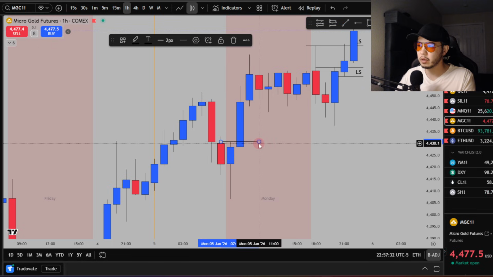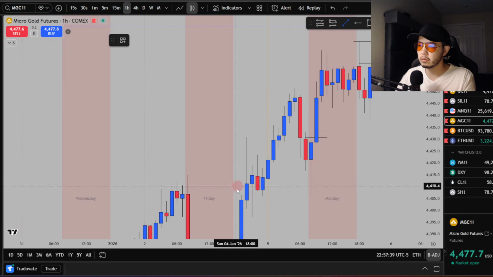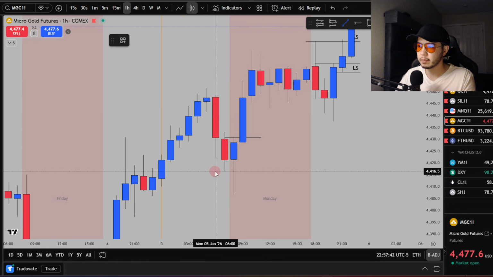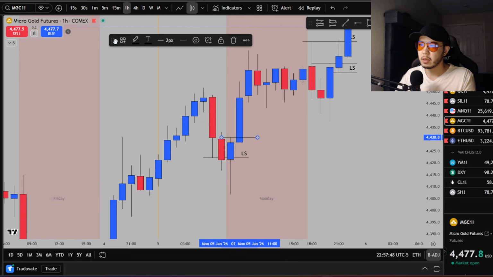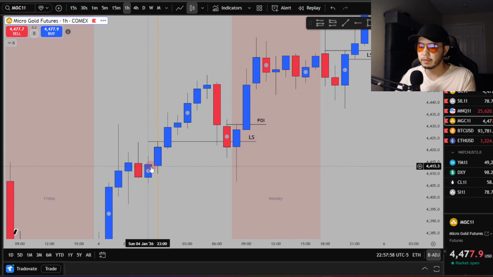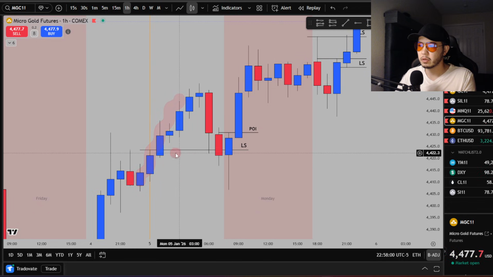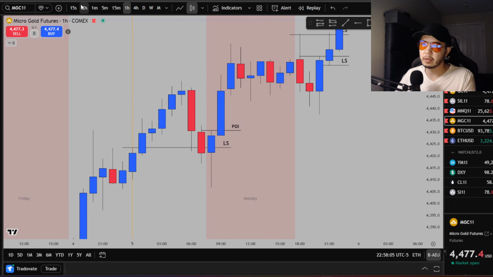So the way I do it, I put it here. Let's say this candle closes around here. I know the overall trend is going upwards. So we can call this one liquidity sweep. We're going to call this one our POI. And I can see if it matches with something on the left side. So it kind of matches with that area. So that's how I do it.